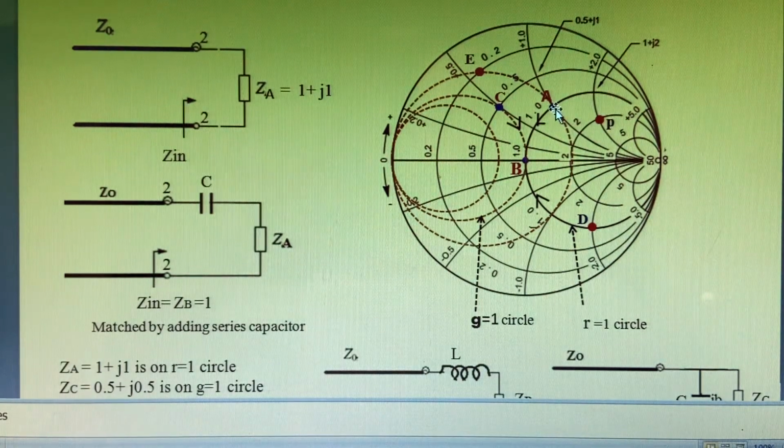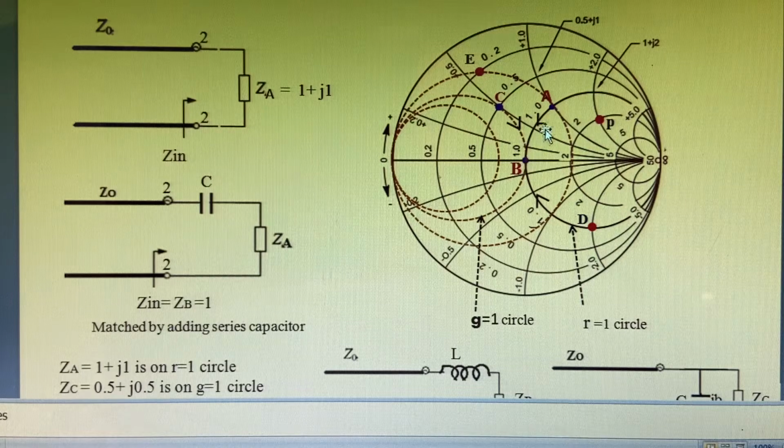By moving like that, we will be adding some element to the point A. Now we have to think in which direction and over which circle we have to move from this point. Our intention is to bring the impedance equal to the center of the Smith chart, Z equal to 1. So we should see over which circle we have to move from here to reach this point B.